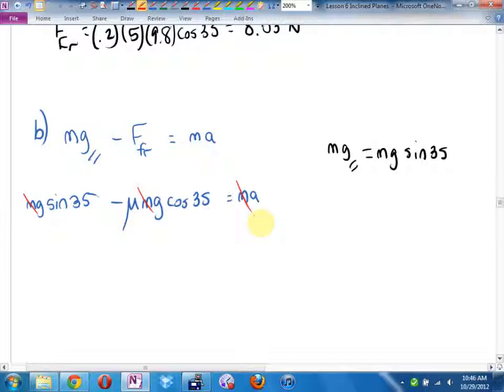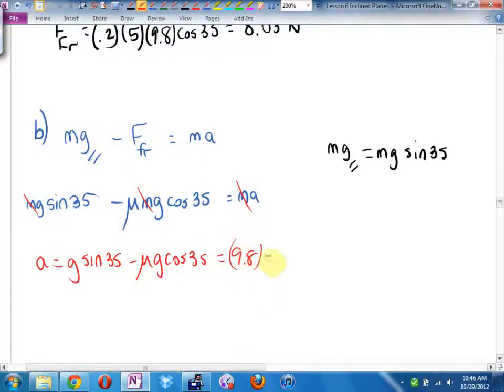If friction is fairly minimal. We'll talk about this in the energy unit too, but it's kind of cool. What's the acceleration? g sine 35 minus mu g cos 35. It's going to be 9.8 sine 35 minus, what was mu, 0.2? 9.8 cos 35. What's this block accelerating down the hill at? 0.02. Anybody else? People shaking their head.